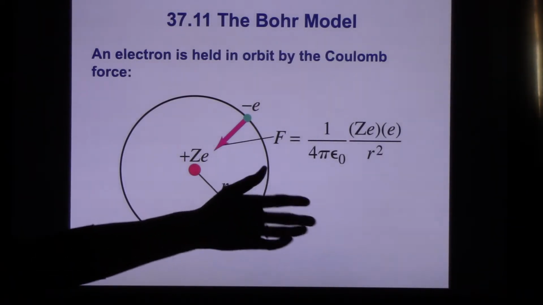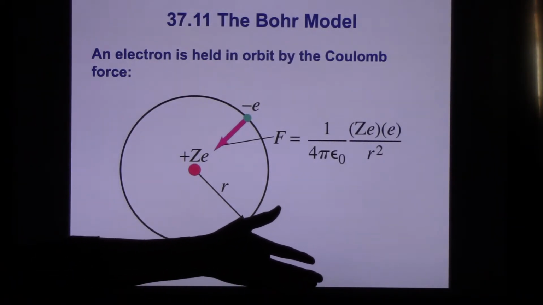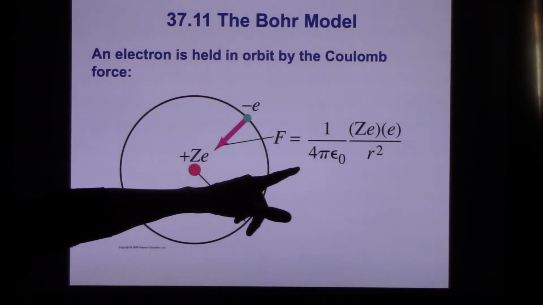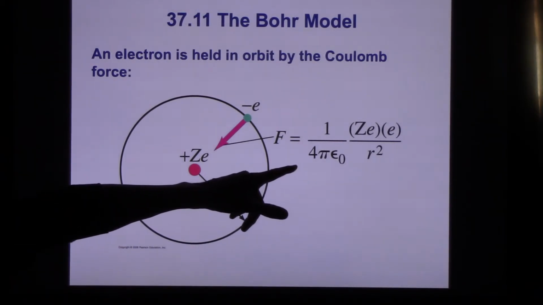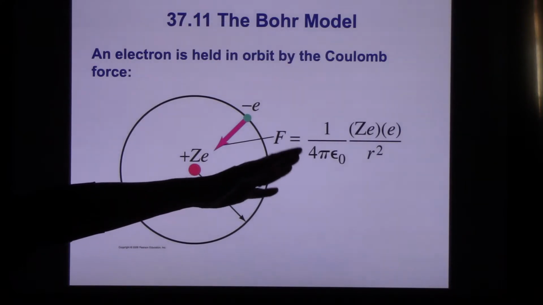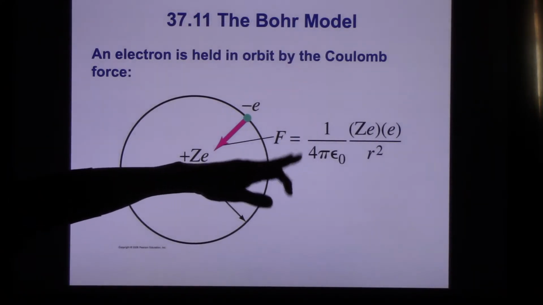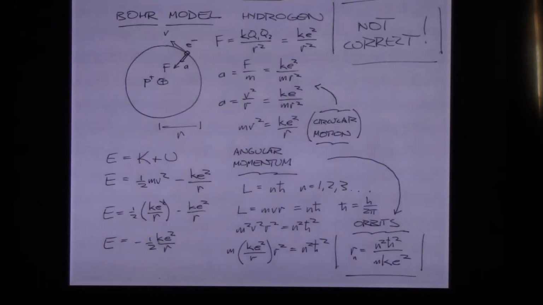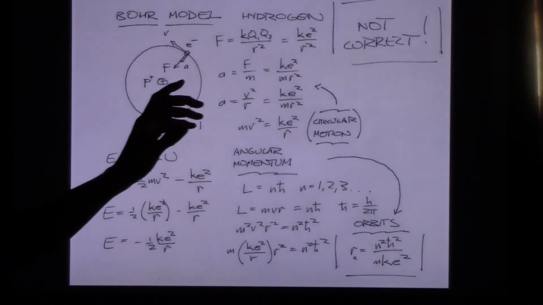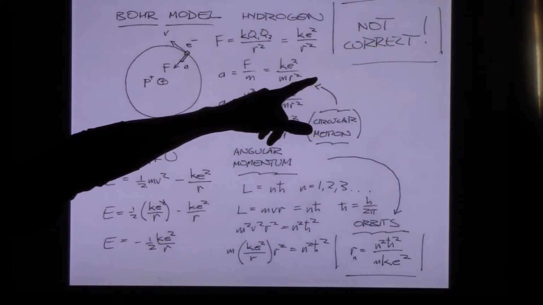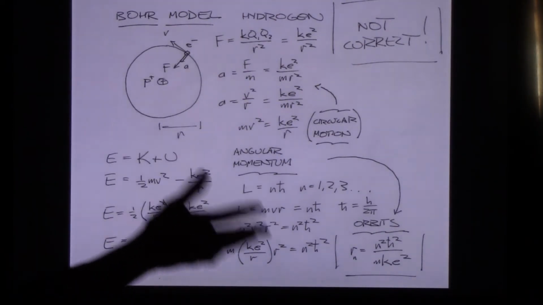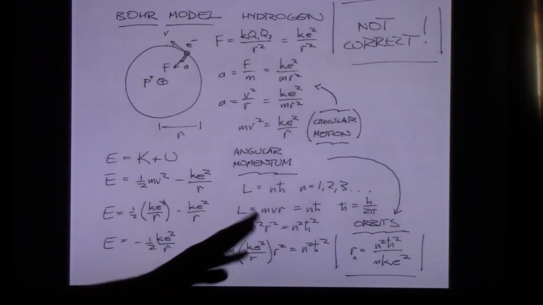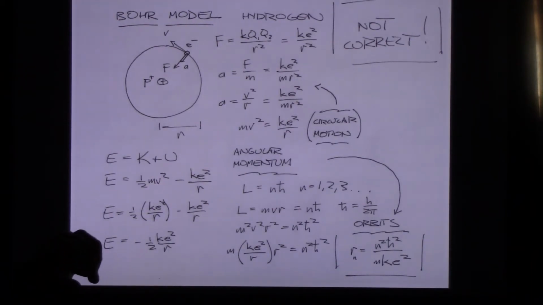So Bohr had taken physics 4B and physics 4A, and Bohr knew about the electromagnetic force, in particular the electric force. So here is the electric force. Let's just do the whole thing here. So the first thing we want to point out is it's not correct. My grandmother was Danish too, but still the Bohr model, it's not correct.